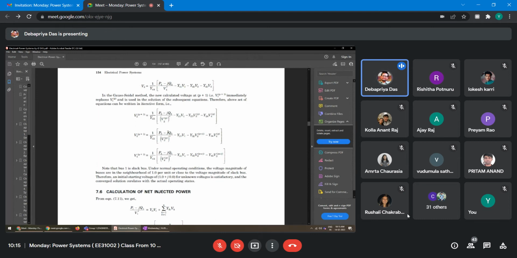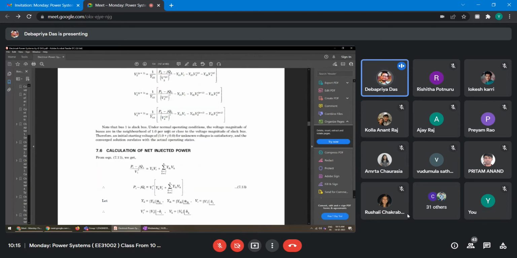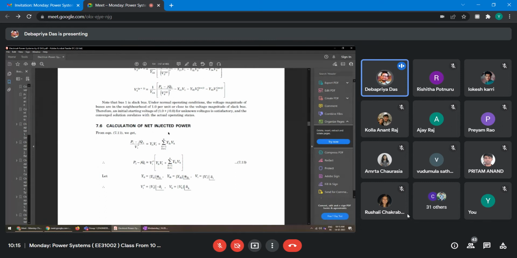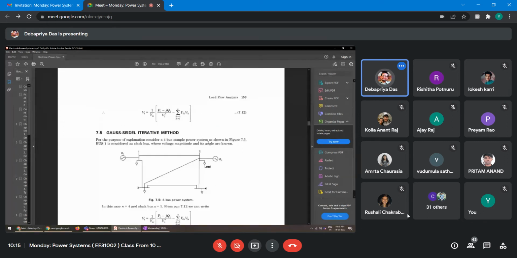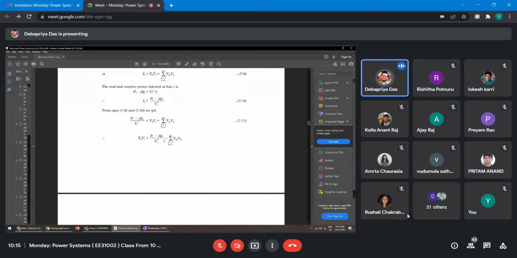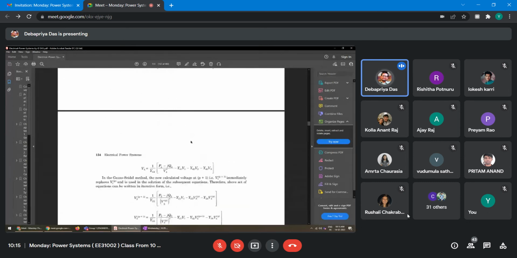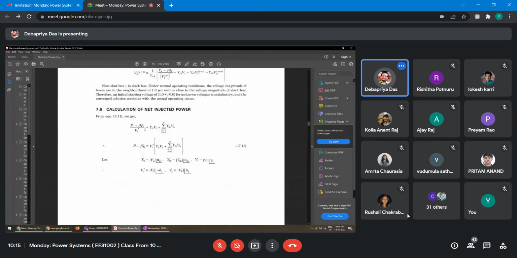Now, another thing is the calculation of injected power, that is, whatever power is injected at any bus. From equation 11, Pi minus jQi upon Vi conjugate is equal to Yii Vi plus the sum over k equal to 1 to n of Yik Vk, but k not equal to i. Then you can write Pi minus jQi is equal to, cross multiplying, Vi conjugate into the bracketed term.